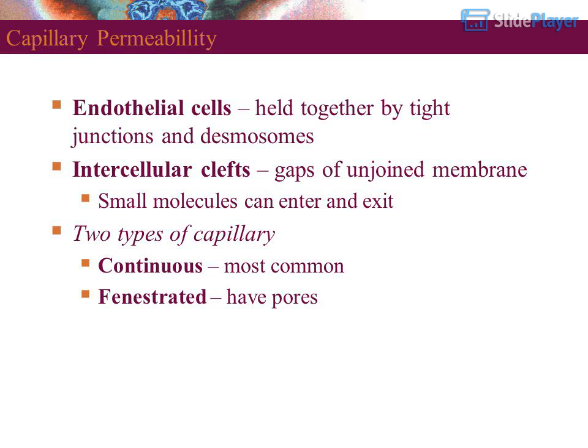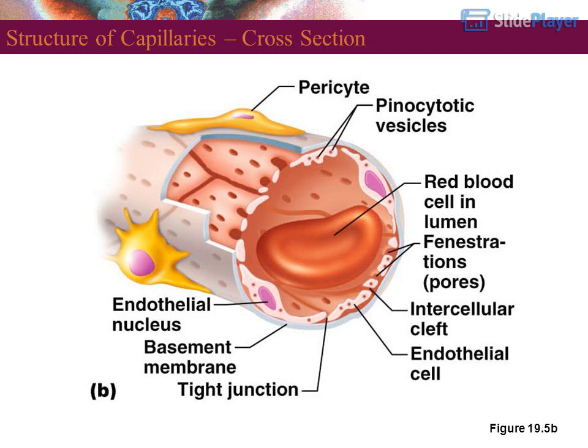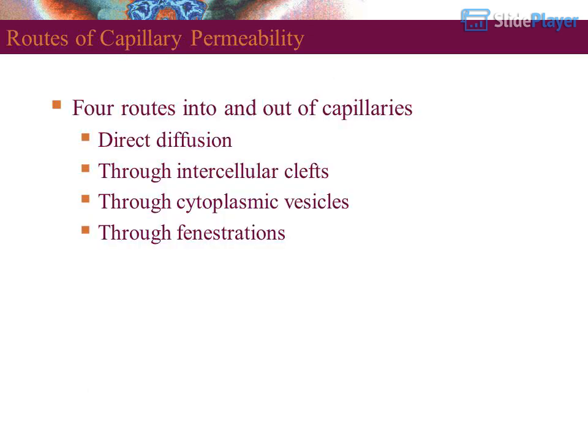2 types of capillary. Continuous, most common. Fenestrated, have pores. Figure 19.5a. Structure of capillaries, cross-section. Figure 19.5b. Routes of capillary permeability. 4 routes into and out of capillaries: direct diffusion, through intercellular clefts, through cytoplasmic vesicles, and through fenestrations.